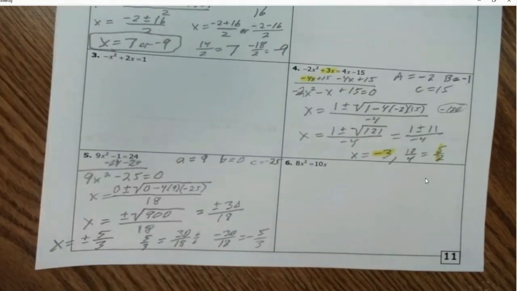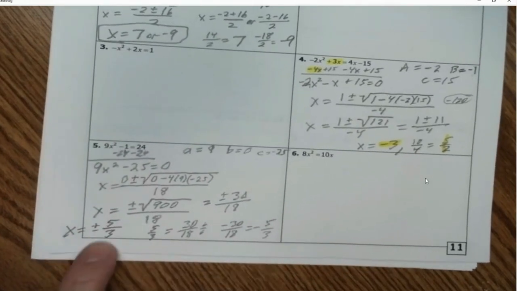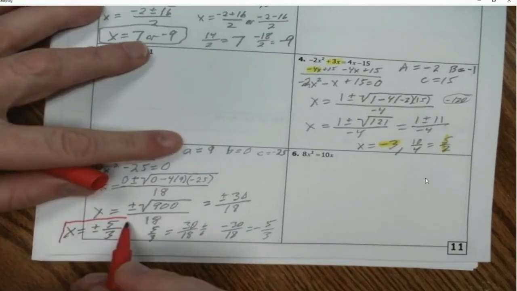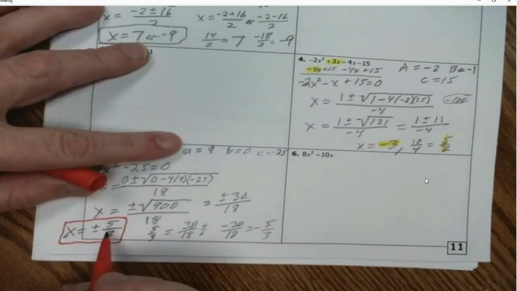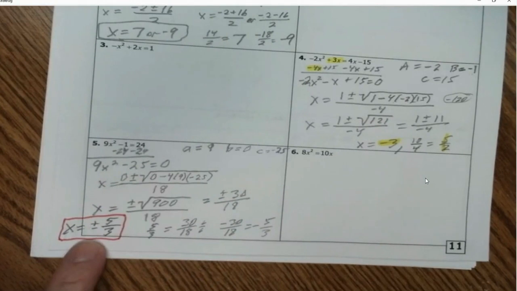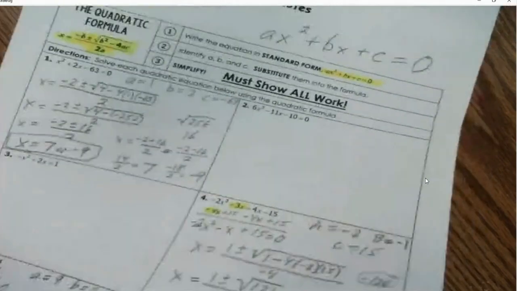So x equals plus or minus 5/3. I can just leave that together like that. Since it's the same number, one's positive, one's negative, I can answer it like that. You can list them separately. There's nothing wrong with saying x equals 5/3 and x equals negative 5/3. But it can save you a step just by saying x equals plus or minus 5/3.